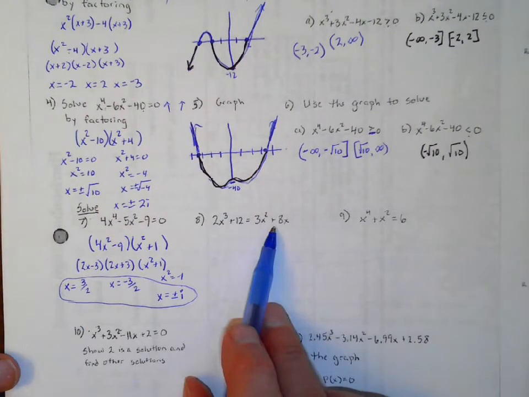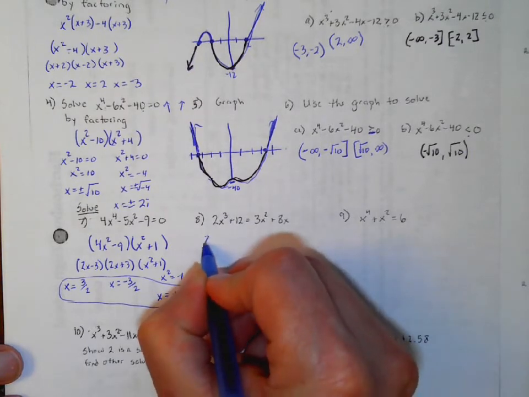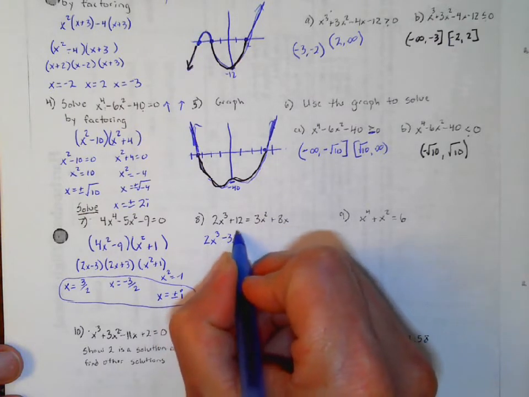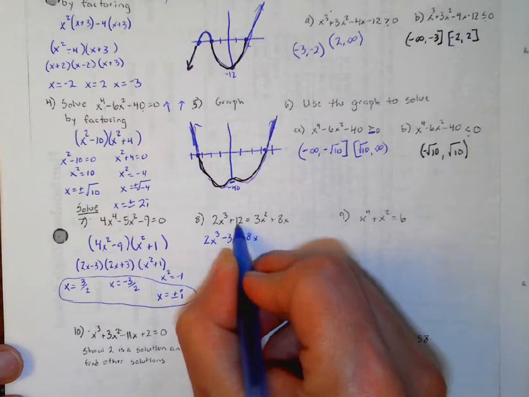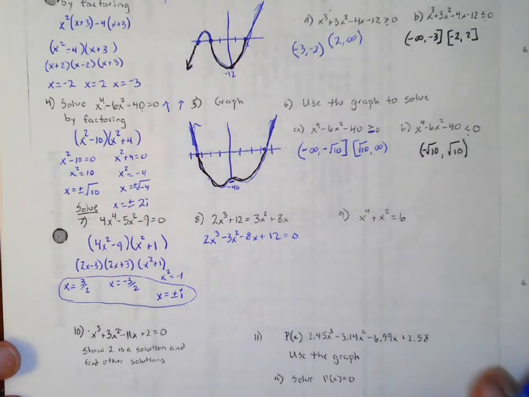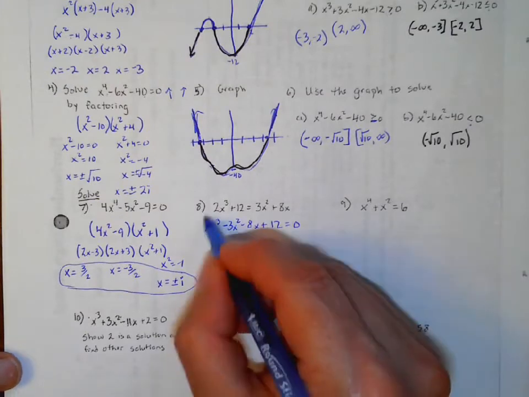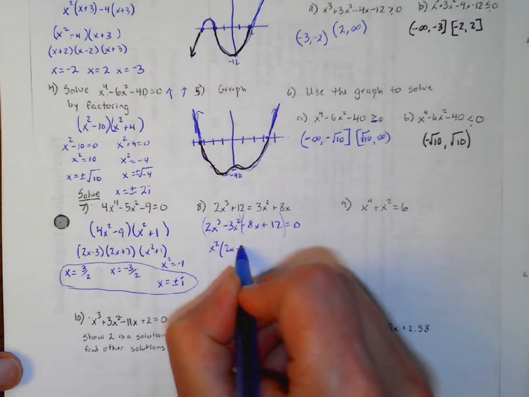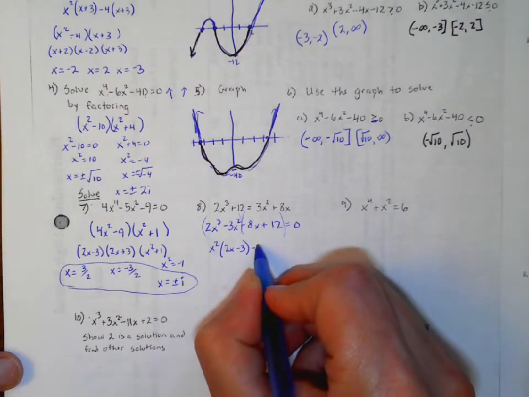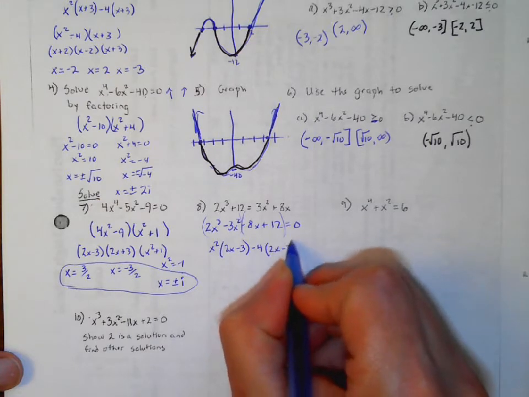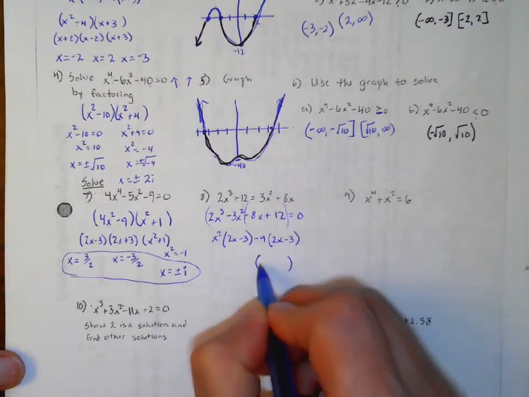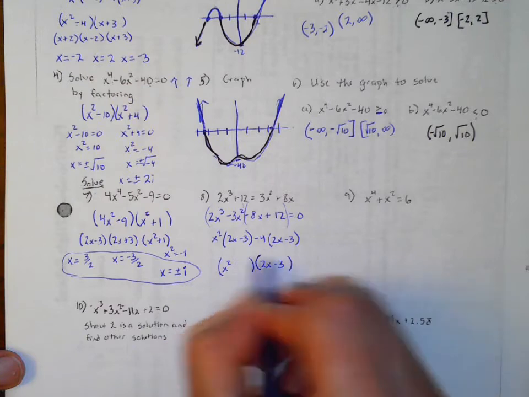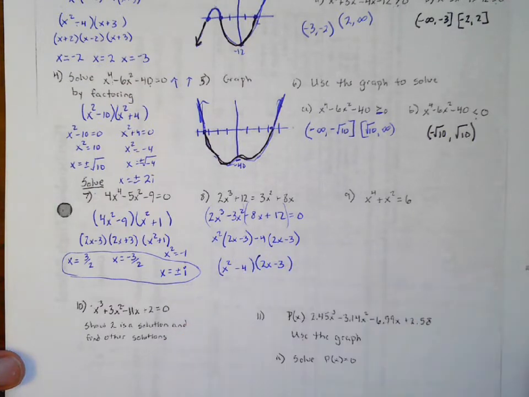Okay, this one, to solve it, we first want to get it equal to 0. So put it in the right form, descending order. So minus 3x squared, and then we'd have minus 8x and plus 12 in standard form. Okay, 4 terms. We're going to use grouping. So I can take out an x squared there and a negative 4 here. Okay, so my factors are 2x minus 3, and the x squared is being distributed to that, and the negative 4 is being distributed to that.